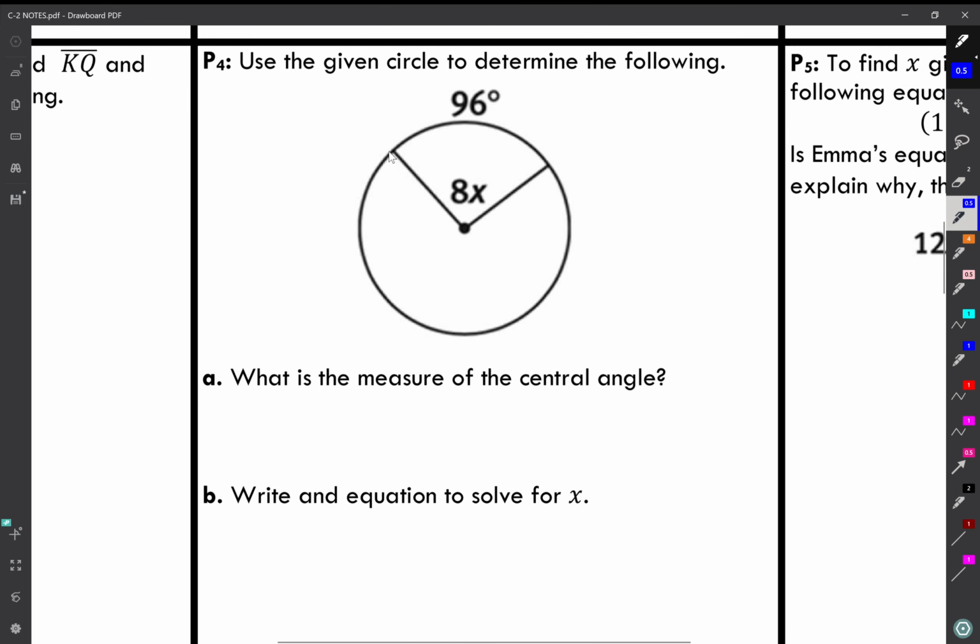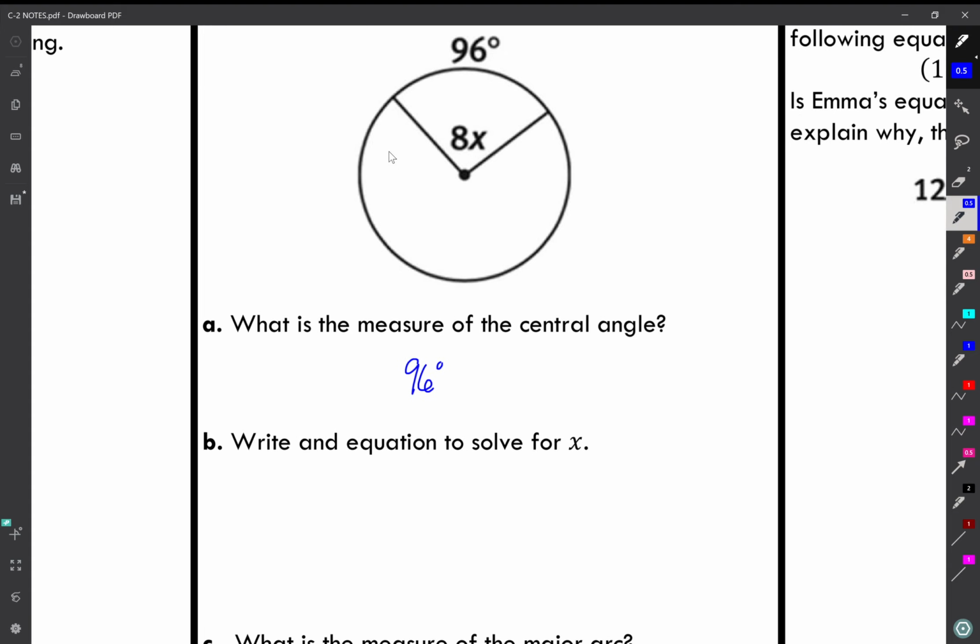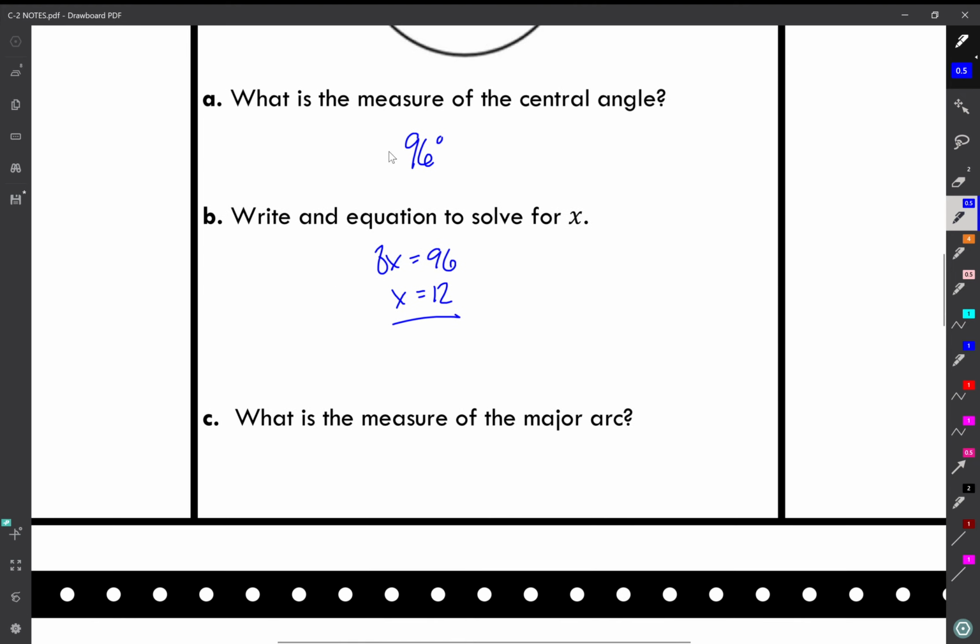Okay, number 4. Use the given circle to determine the following. What's the measure of the central angle? Since its arc is 96 degrees, the central angle has to be 96 degrees. So we'll write an equation to solve for x. That would be simply 8x equals 96. Dividing both sides by 8, we get that x is equal to 12. Now what is the measure of the major arc? We'll just do 360 minus the 96. And the major arc has 264 degrees.